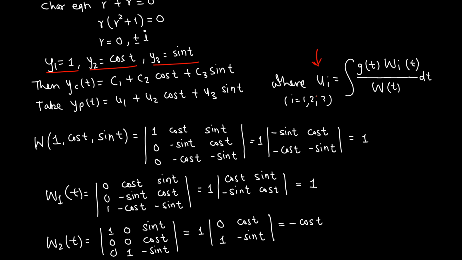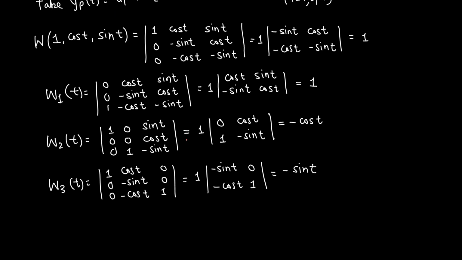So we go back here and find U1, U2 and U3. And we plug those U1, U2, U3 here in this solution. Then we get YP. YP plus YC will be the solution of the given original ODE. Okay, so let's find U1, U2, U3.